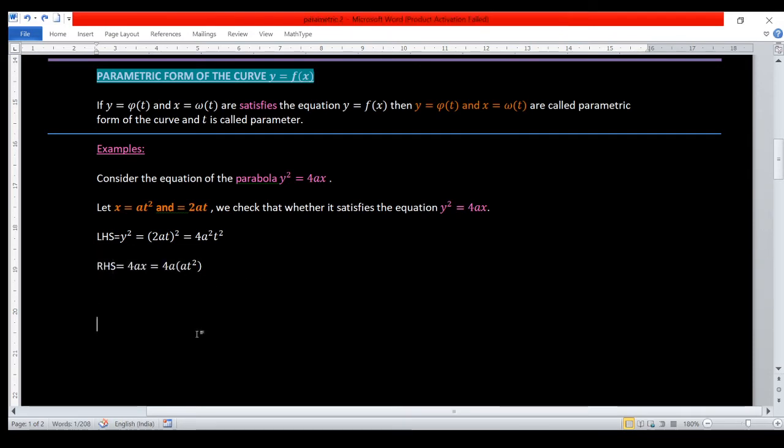So x is equal to at square and y is equal to 2at satisfies the equation y square equal to 4ax. Therefore, it can be taken as the parametric form of y square equal to 4ax. Suppose you have another set of values of x and y that satisfy this equation through the third variable, that also can be called a parametric. So parametric is not unique for every equation. It depends on the person, they can change the parameters.